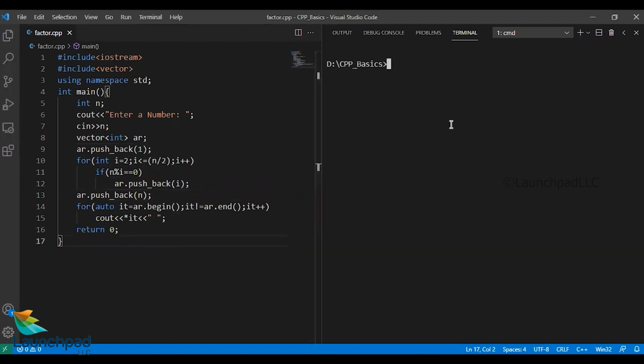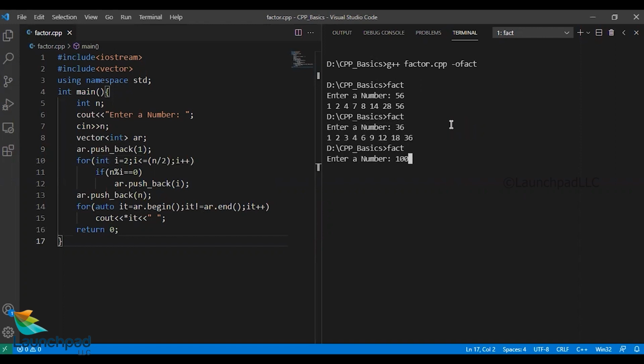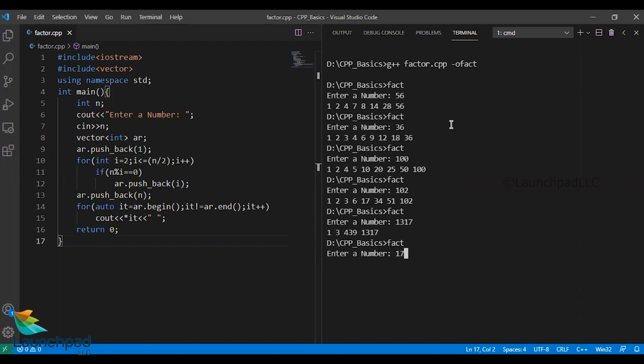So let us check this code once again. Let's clear the screen, g++ and the file name factor.cpp -o fact. The compilation looks successful. Let us run the code, fact.exe. So again, I'm entering a number as 56. It prints all the factors of 56, and then for 36, 100, 102, 1317, 1773, it prints factors of all the given numbers successfully.